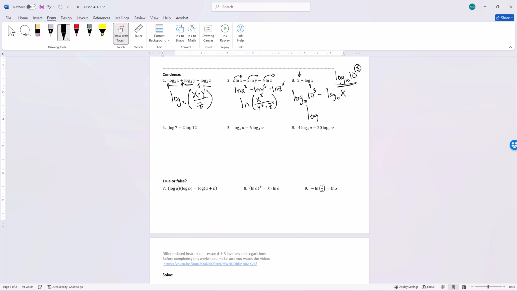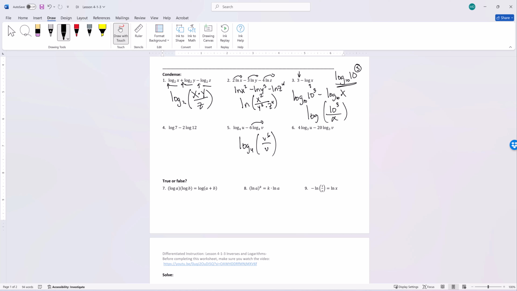Now I can combine it into one log, positive, so it goes on top, negative, so that goes on the bottom. Here we need to move that to the top, so I get log base 4 of v to the 6 over u.